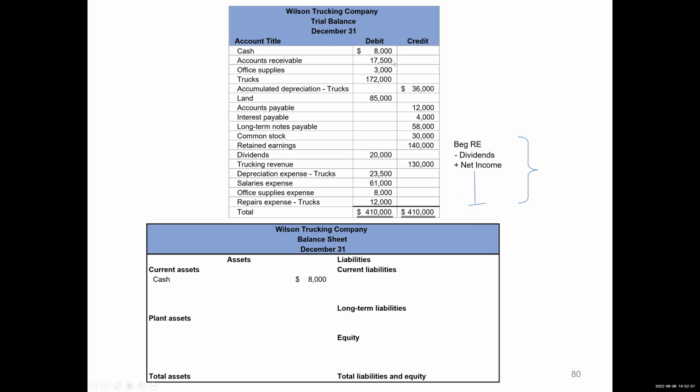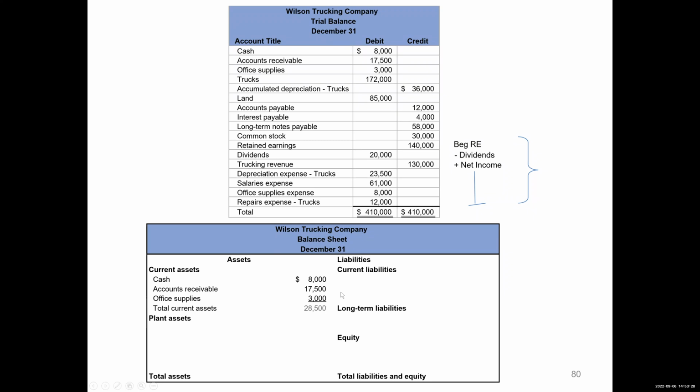Accounts receivable. It's going to be converted within 30 days. That's going to be next, I believe. Yes. 17,500. Then we got office supplies. Well, if you don't use those up within a year, you bought too many of them. So yeah, office supplies is going to be a current asset as well. 3,000.